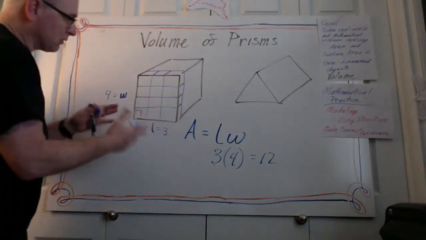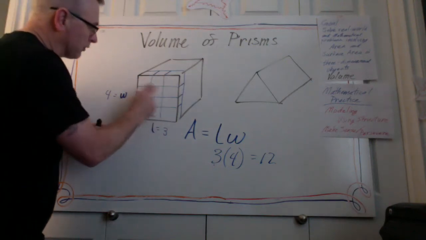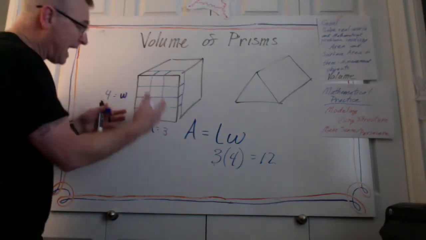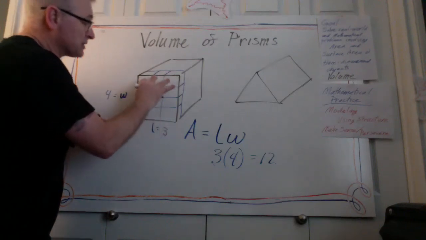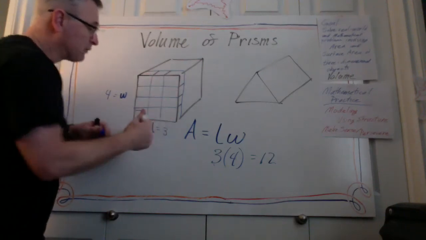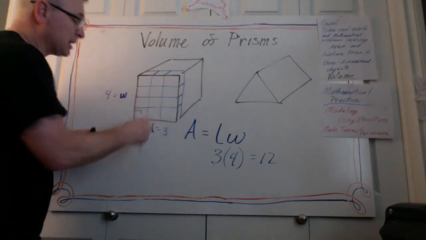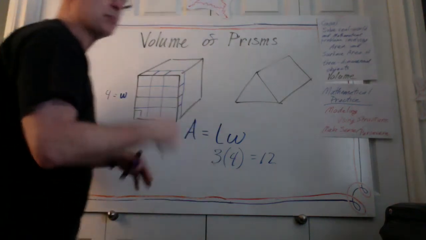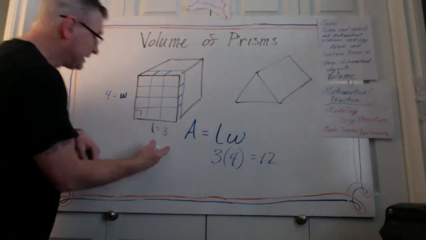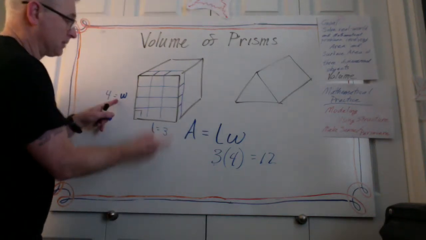The reason that we didn't have to count 1, 2, 3, 4, 5, 6, 7, 8, 9, 10, 11, 12, I'm glad that worked out, is because this is 3, 4 times. And if we added 3 plus 3 plus 3 plus 3, that is repeated addition, and repeated addition is multiplication. So 3 times 4 is going to be 12.